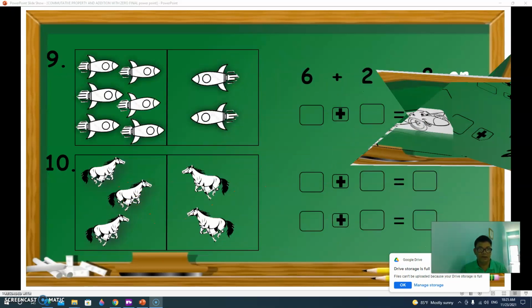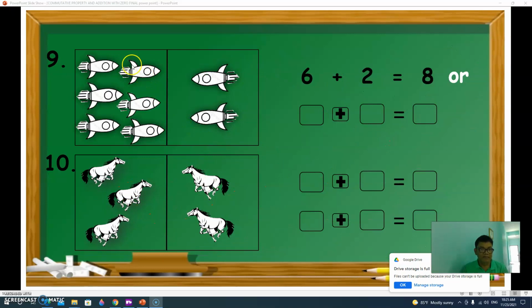For number 9, how many rockets are there? 1, 2, 3, 4, 5, 6. 6 plus 2 equals 8, or you can write 2 plus 6 equals 8. So the same answer.